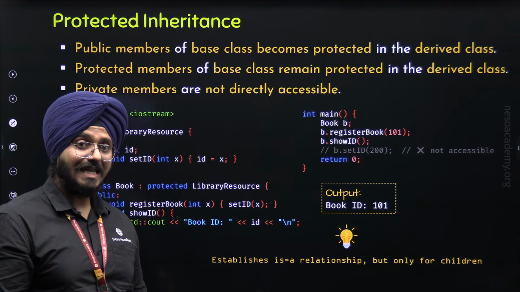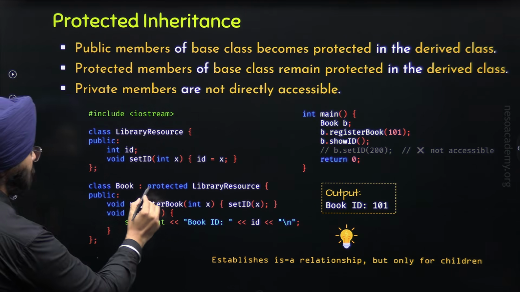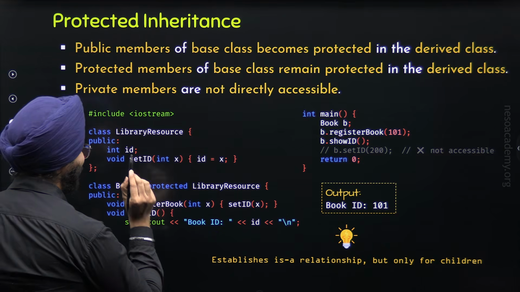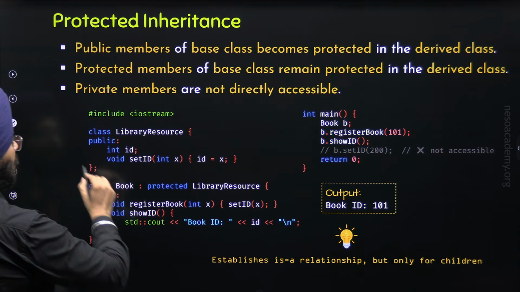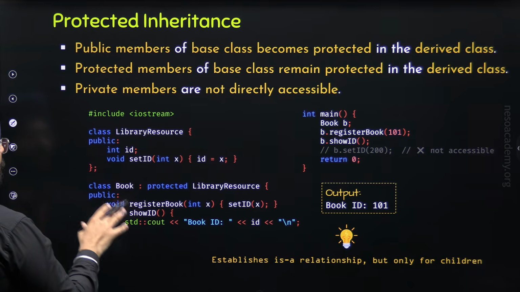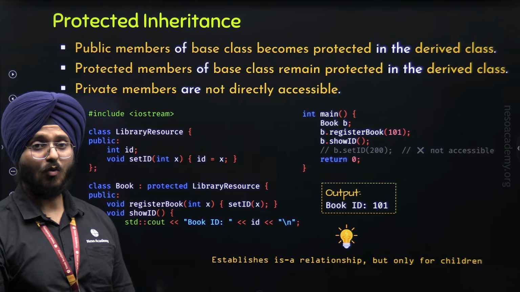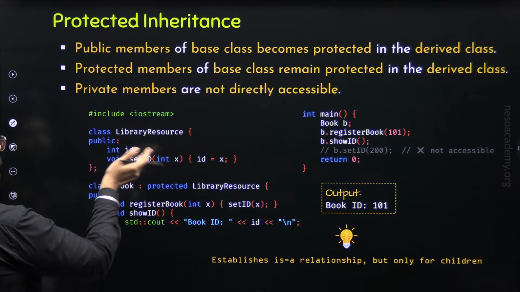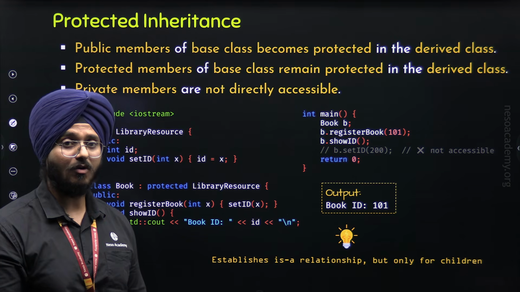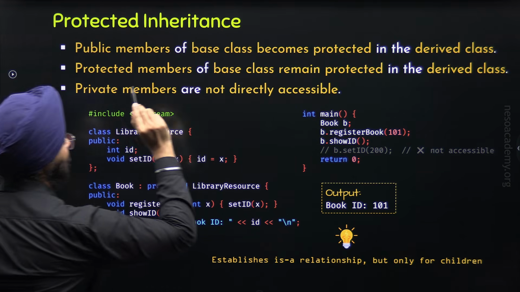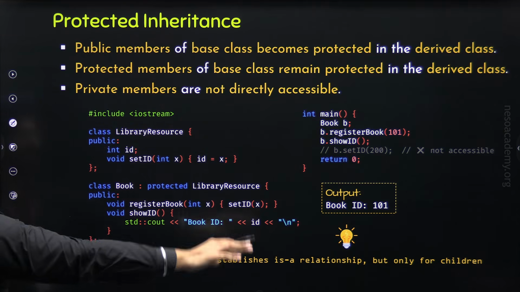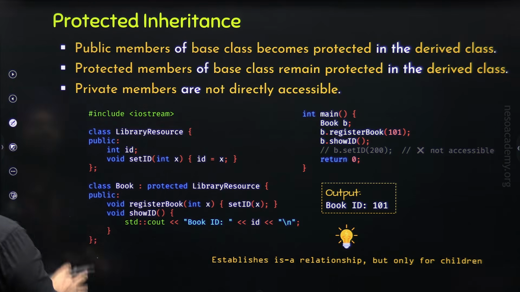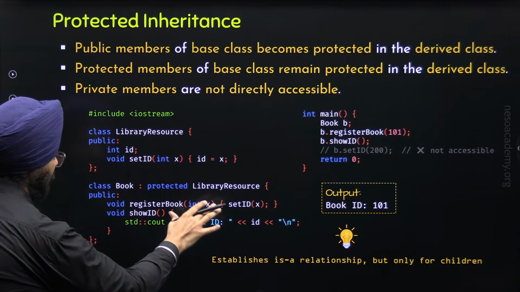Now, what about private inheritance? What happens if we replace this keyword by private? If we put the private access specifier here, then these members become private members of this class. Now, what does this mean? Now, the Magazine class would not be able to access these members. Clearly, because private members are not directly accessible in the derived class. I hope this idea is clear to you. So that's the difference between private inheritance and protected inheritance.